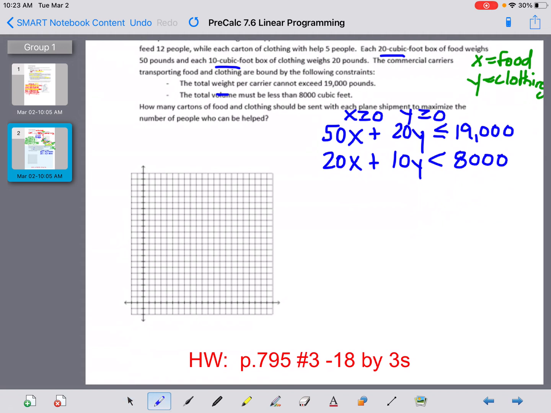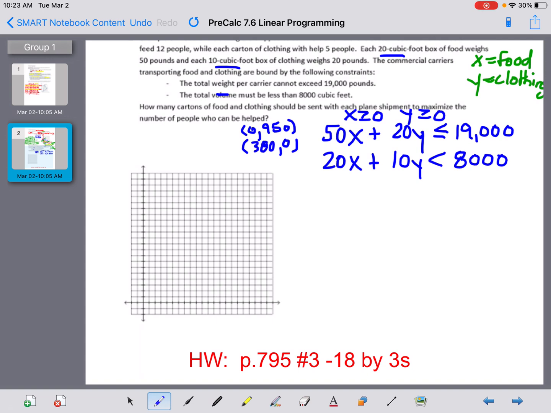The first two just mean we're staying within our quadrant, so I'm not going to shade because that's just going to get messy, with x greater than 0 and y greater than 0. For my next one, 50x plus 20y is less than or equal to 19,000. If I find my intercepts, plug in 0 for x, divide 19,000 by 20, I'm going to get 950. If I plug in 0 for y and divide 19,000 by 50, I get 380.